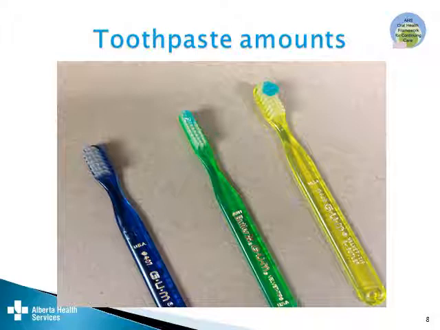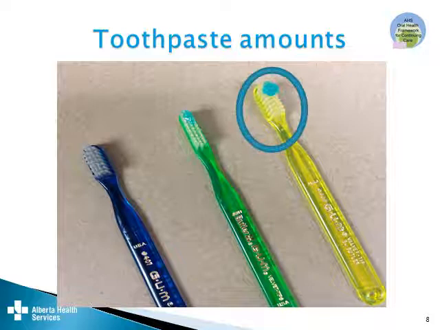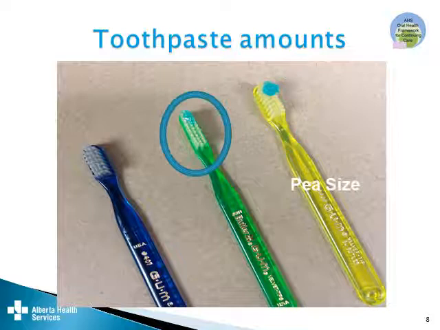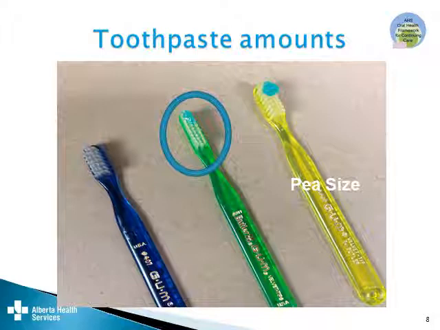Toothpaste amounts. How much toothpaste should you use? What do you think? Do you need a toothbrush full of toothpaste? The amount of toothpaste to use depends on the resident's ability to spit, their swallowing difficulties, and their risk of choking. Looking at the yellow toothbrush, if your patient has no swallowing concerns, use a pea-sized amount. If your resident has difficulty spitting or has swallowing problems, use a grain of rice size amount.